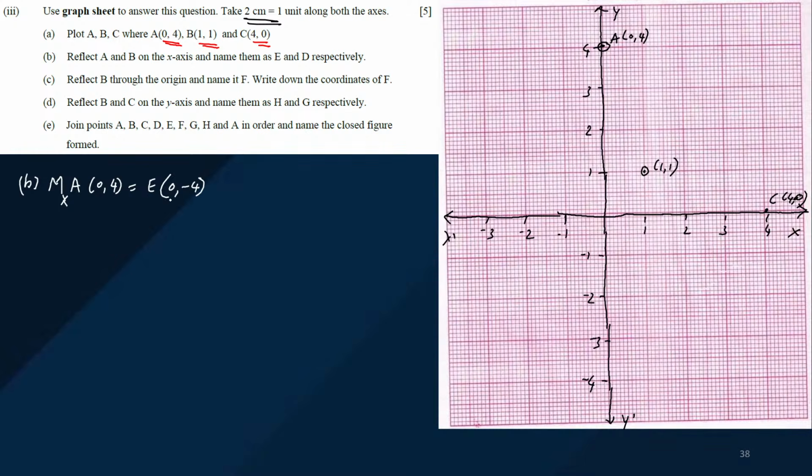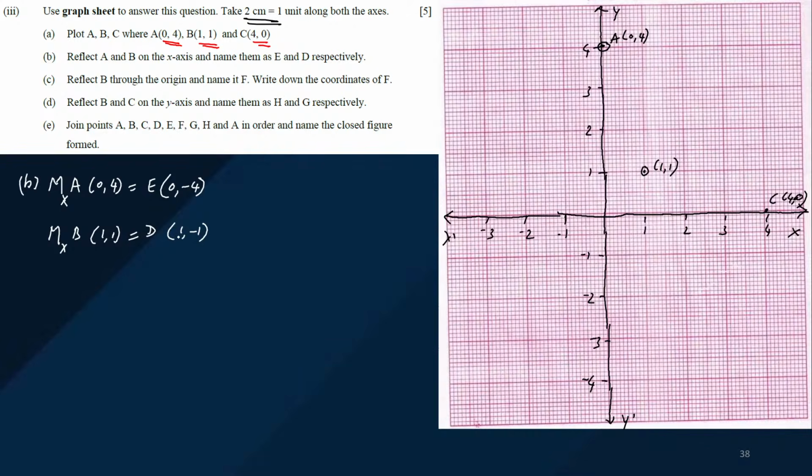Right, reflect B also. So on mapping B on the x-axis, what is the coordinate of B? 1 comma 1. It becomes D. So 1 comma minus 1. So sign of the y coordinate will be opposite, okay, respectively. So this becomes D now.